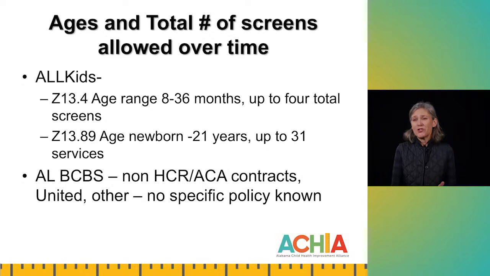Alabama Blue Cross Blue Shield non-HCR contracts, United, other payers, there's no specific policy known. And in fact, if you go look at United's March 2016 preventive care reimbursement information, they don't mention a 96127, so they may not cover it as part of a well-child screen. You should reach out to them.